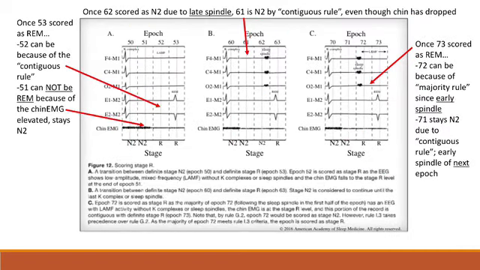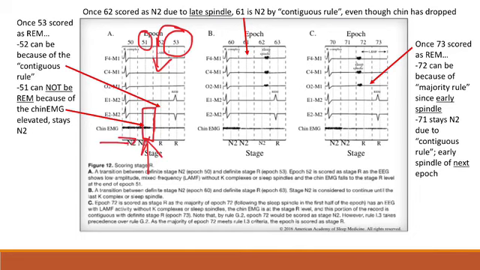All right, another example here is that once epoch 53 is scored as REM, we can go back and score 52 as REM by the contiguous rule. All right, but 51 cannot be REM right here because the chin EMG is elevated until the second half of the epoch. So we have the second half of the epoch right here with a higher chin tone. So therefore, we're going to continue whatever was previous, and that was stage 2.